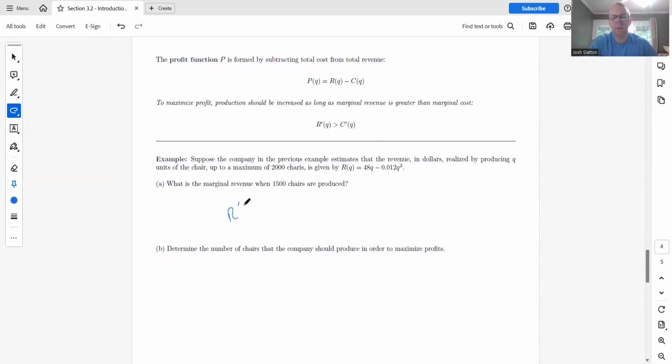So when 1,500 is produced, we need to find R prime, so that'd be 48 minus 0.024 Q, and then we're going to find R prime of 1,500, and just plug in 1,500 to the Q and solve, and we get 12. So the revenue from producing an extra chair is 12.